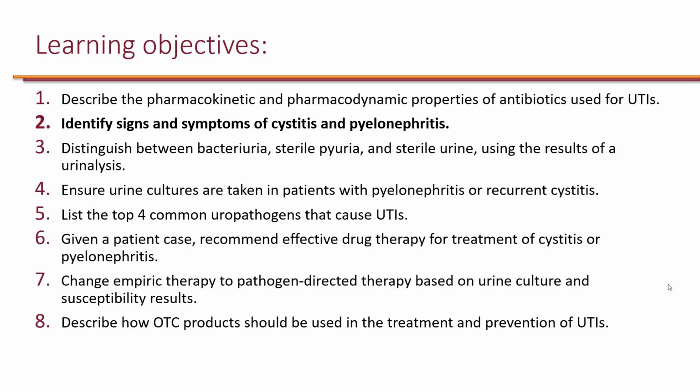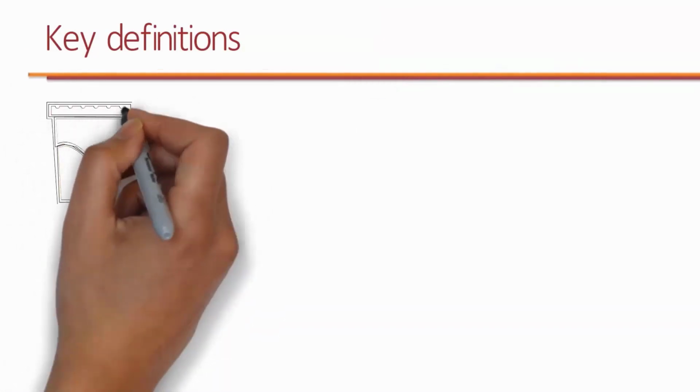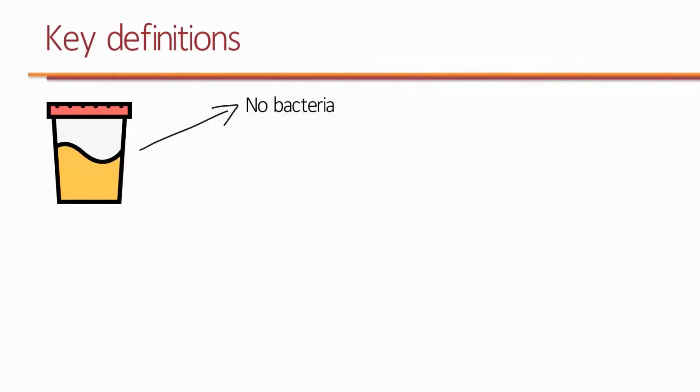Identify signs and symptoms of cystitis and pyelonephritis. Let's take a look at some key definitions. When you get a urine sample from a patient, for most individuals there will be no bacteria in the urine.